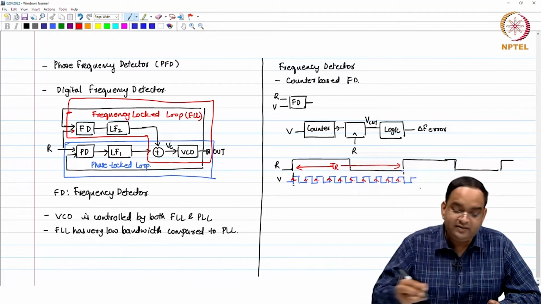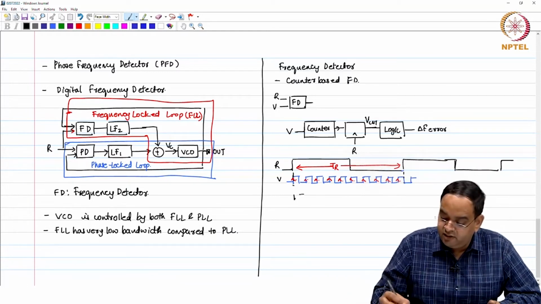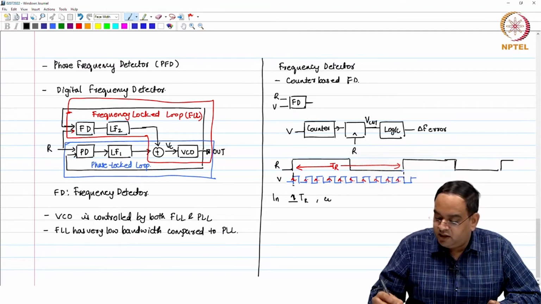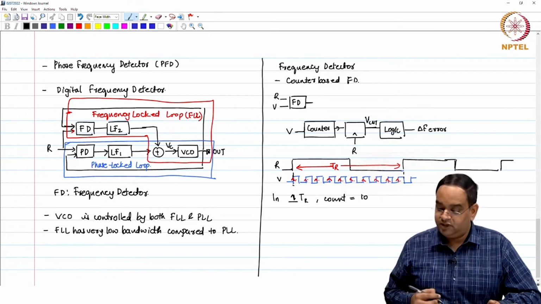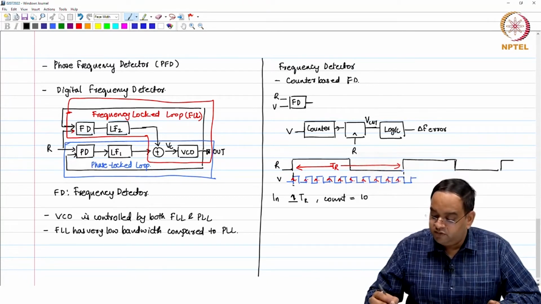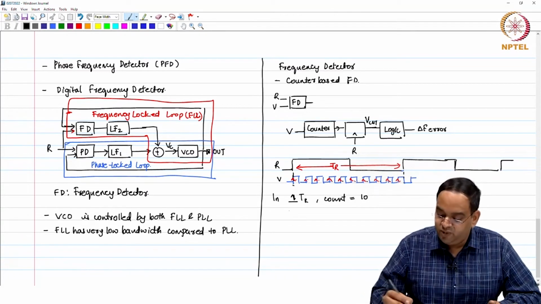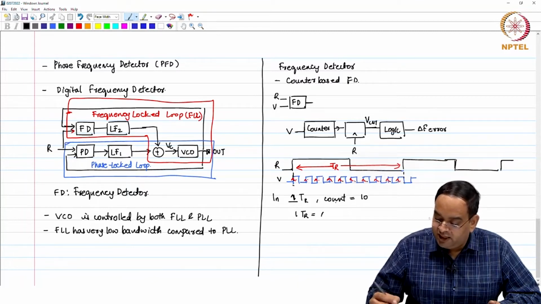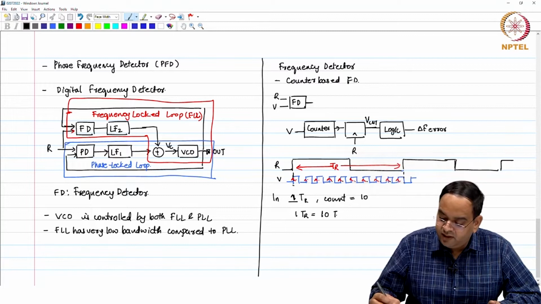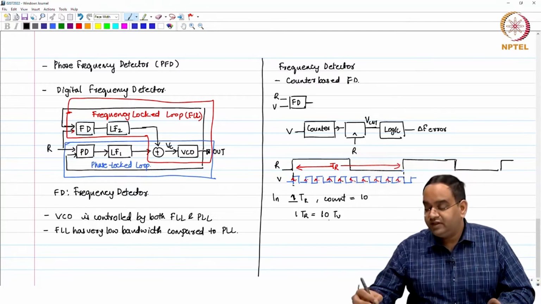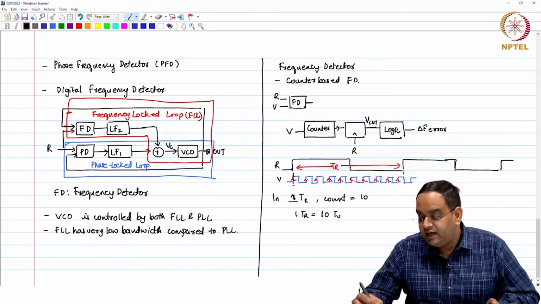Because I was counting rising edges, in one reference period the count value is 10. So, 4, 5, 6, 7, 8, 9, 10. So, count value is 10. So, approximately you can say 1 TR is equal to 10 times TV.